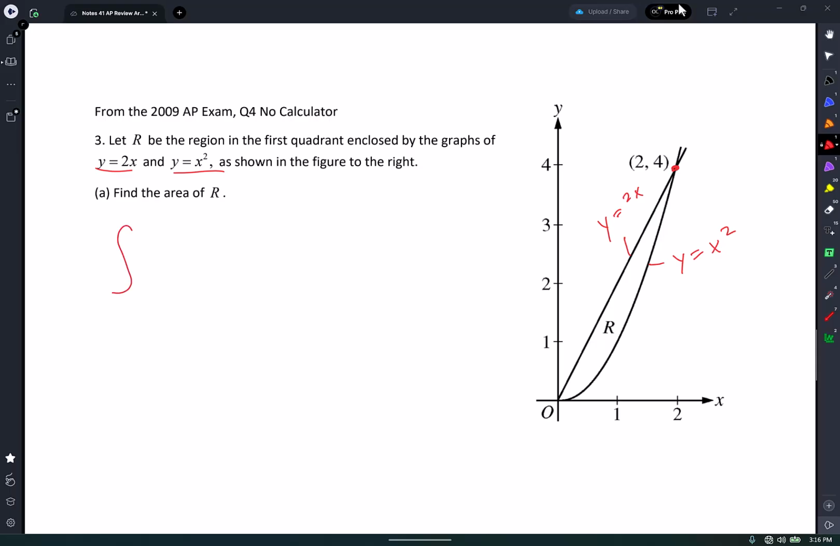Integral from what to what? 0 to 2. Which one's on top? 2x. Which one's on bottom? x squared. And then don't forget the dx. If you guys want to put parentheses, you can. You don't have to.